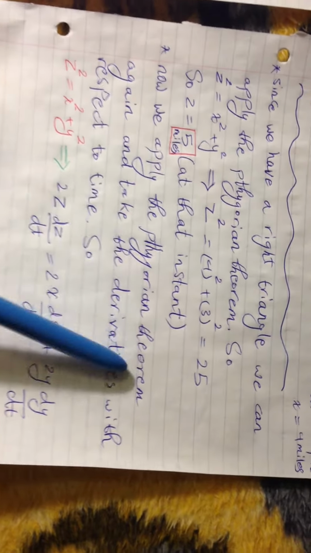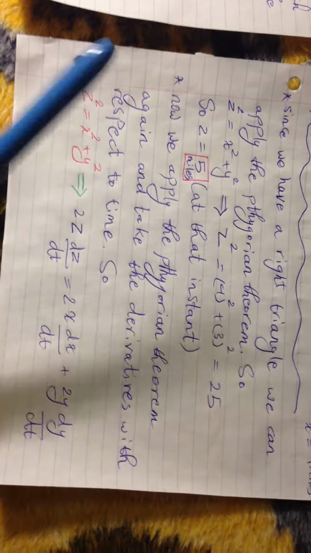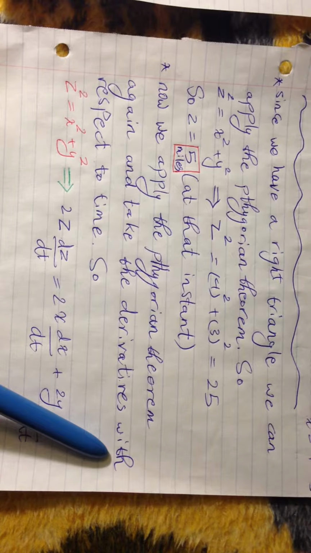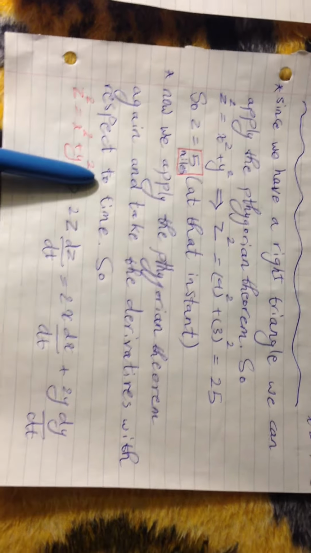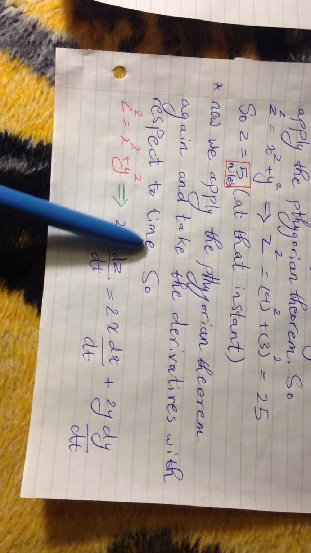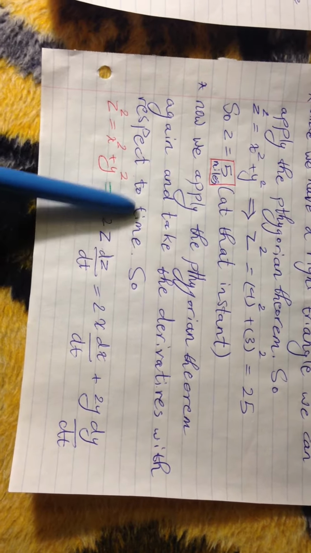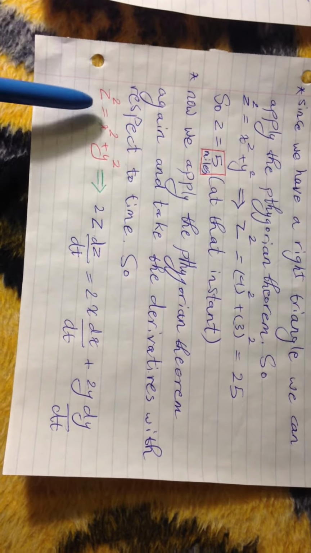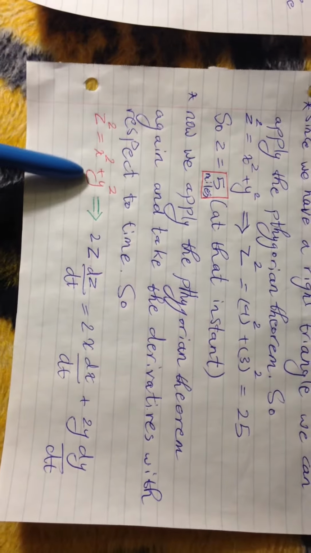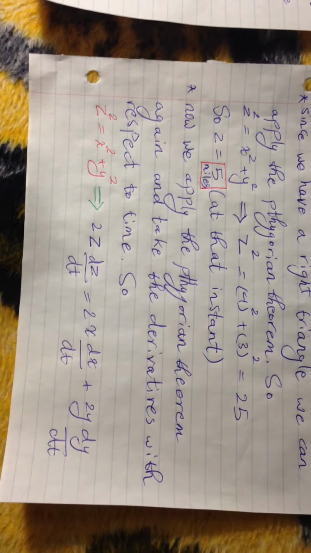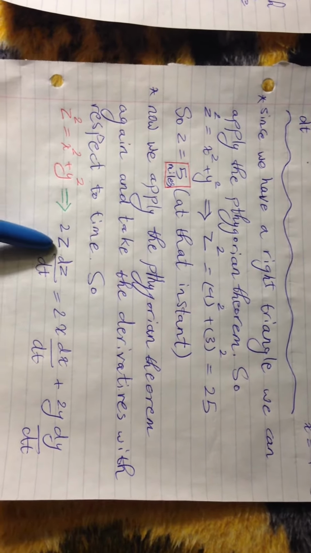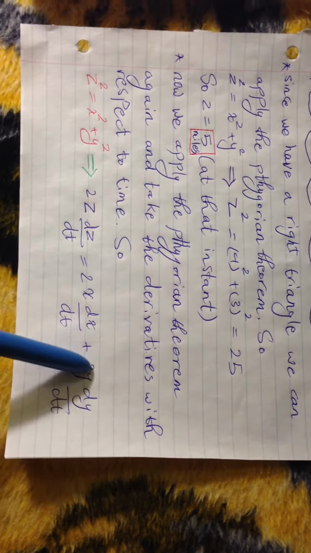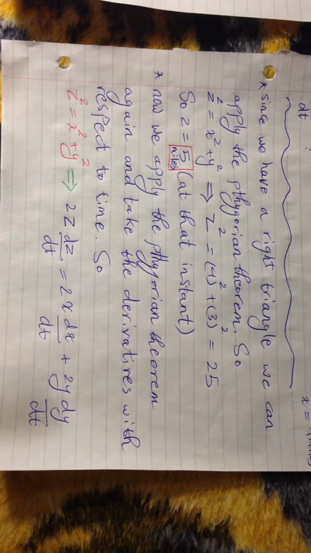Now we apply the Pythagorean theorem again to make our equation, and this time we take the derivatives of every variable with respect to time. Remember, in related rates of change, we differentiate every variable with respect to time. We have z squared equals x squared plus y squared again. Then when we differentiate, 2z dz/dt equals 2x dx/dt plus 2y dy/dt.